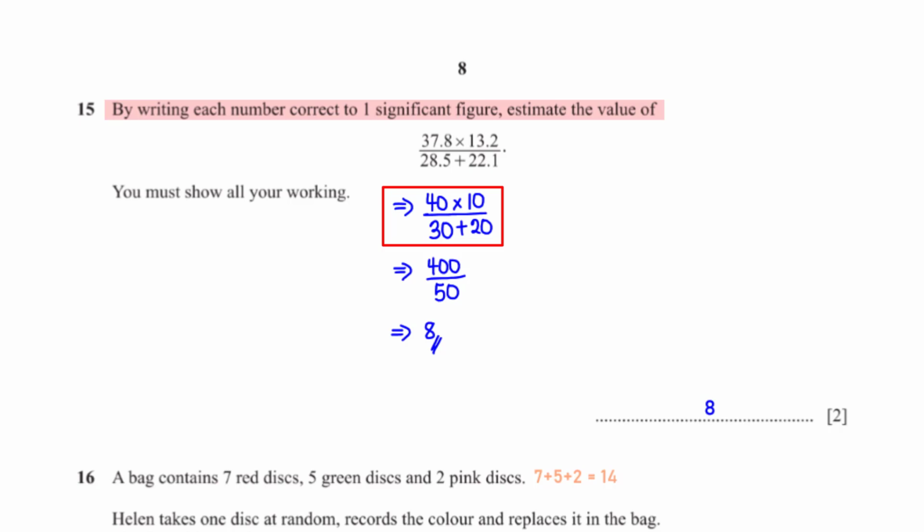For 22.1, the first significant figure is 2. The number after 2, which is 2, is less than 5, so we maintain 2. The numbers after 2 become 0. The zeros that come after the decimal points are insignificant, so 22.1 becomes 20, rounded to one significant figure. 40 times 10 is 400. 30 plus 20 is 50. 400 divided by 50 is 8.